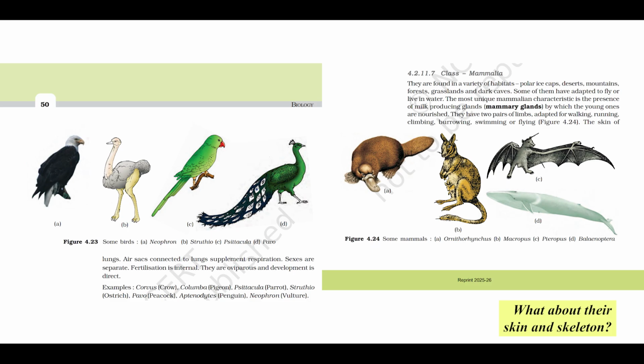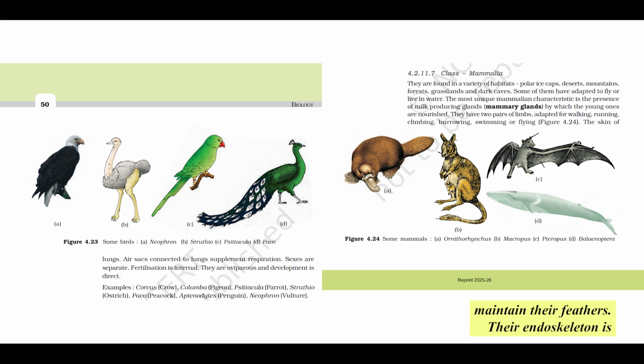What about their skin and skeleton? Their skin is generally dry and thin, lacking glands, with one notable exception: the oil gland, or preen gland, the uropygial gland, located at the base of the tail. Birds use the oily secretion from this gland to waterproof and maintain their feathers.